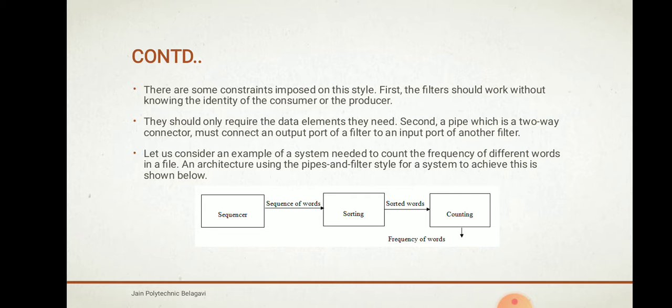This sequence of words will be sent through a pipe called sequence of words, and again it is sent to the second filter, that is sorting. The sorter acts as a filter, so it filters all the words by sorting them. All the sorted words will be sent through the pipe called sorted words to the filter counting. Counting will count the number of distinct words, and again it will send it to the output data. So here the filters sequencer, sorting and counting act as a transformation of input to output data.